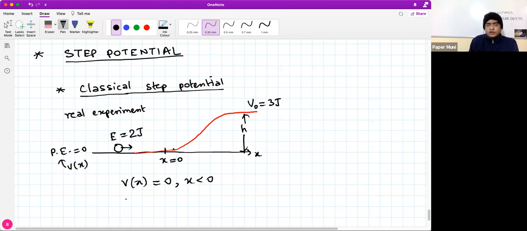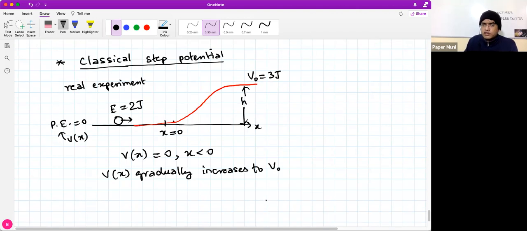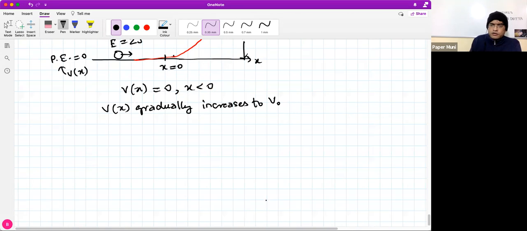Now what happens is V(x) is gradually increasing. We are changing V(x) gradually in this case, gradually increasing to V naught. We don't have any equation to represent that change. That will be some function of the height. Now let's do this experiment, and then represent it using a graph.